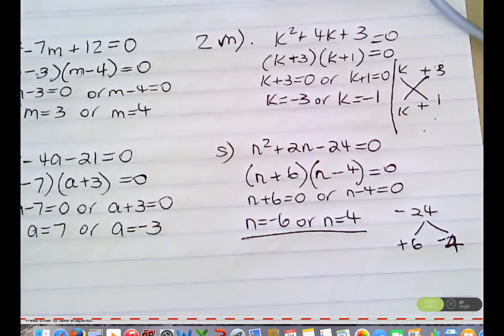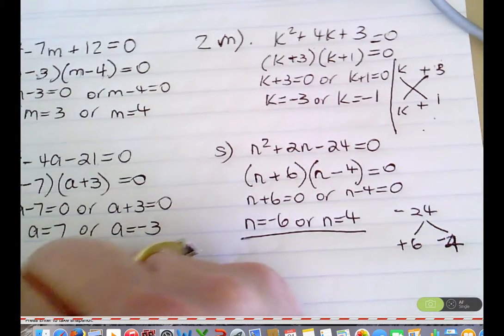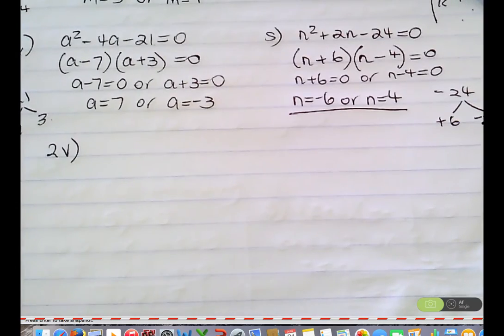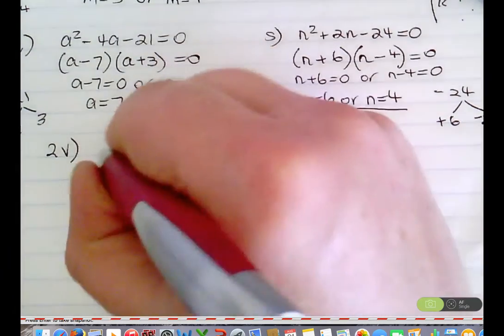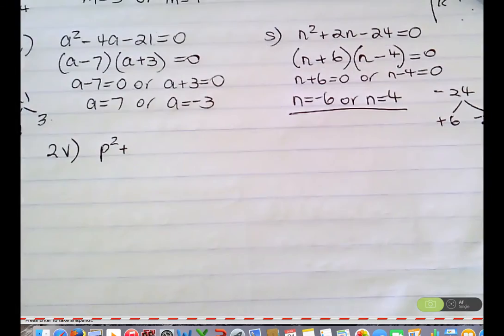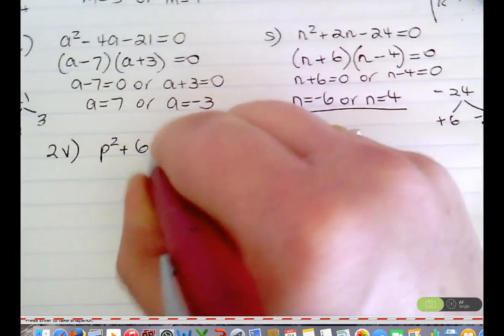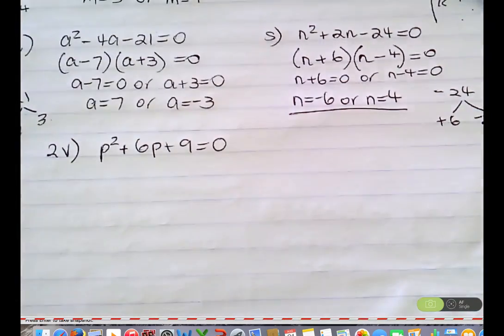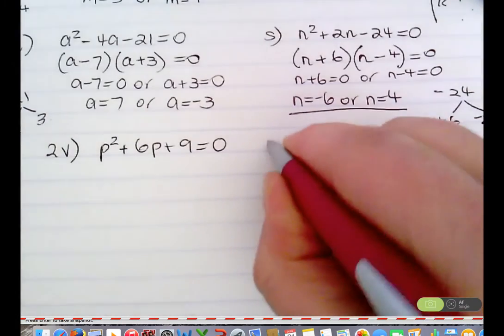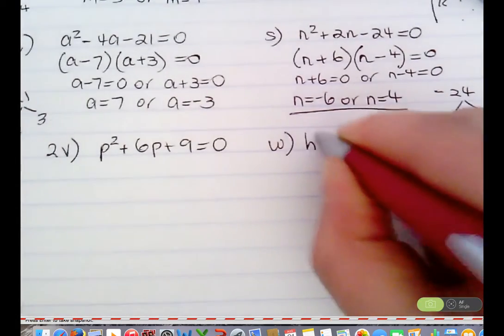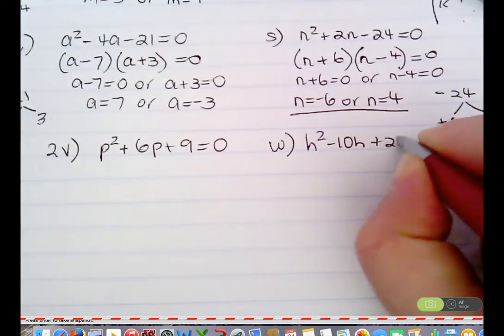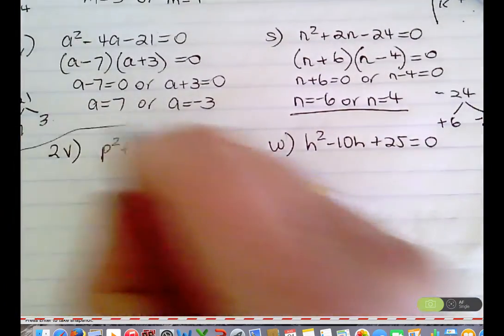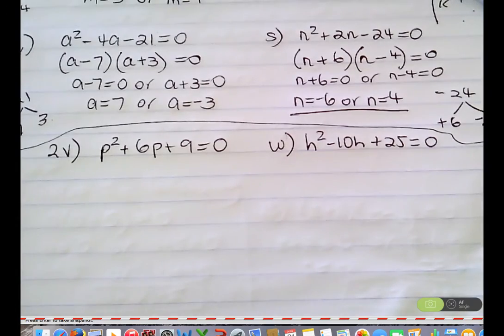So n is minus 6 or n is 4. Right, ladies, I'm doing question 2V, and we're just going to keep doing these. That's all we're doing for the rest of the day, but we're doing the non-monic in a minute. p squared plus 6p plus 9 equals 0. And I'm doing W. h squared minus 10h plus 25 is 0. Let's go.